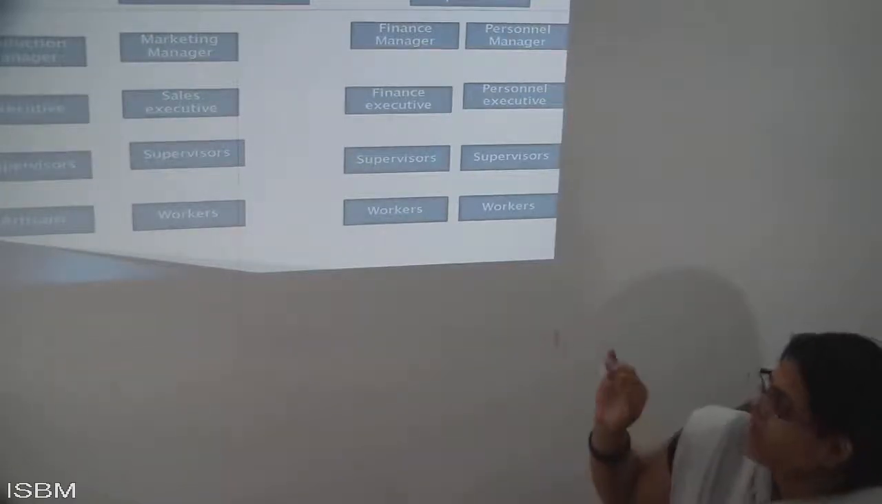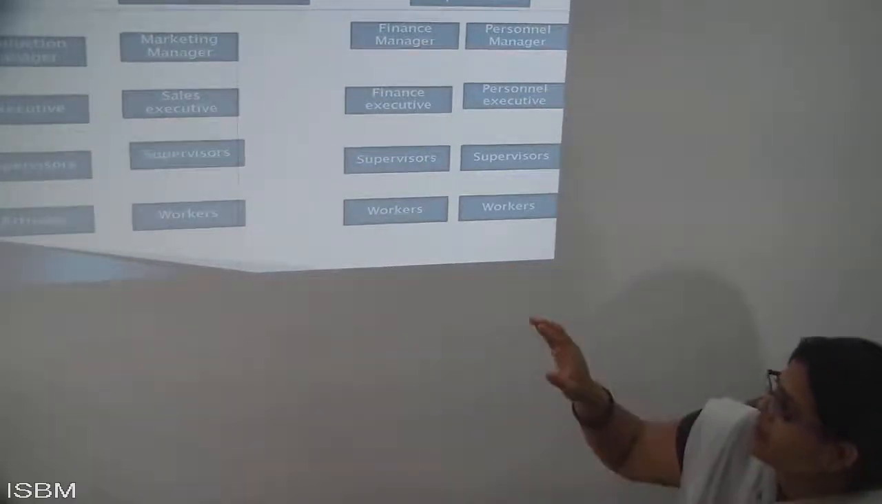So this is the way. Related to the production manager, you have production managers and you have the marketing one. As I draw with the arrow, you will be aware: here is a production manager, marketing manager, finance manager, and a personnel manager.